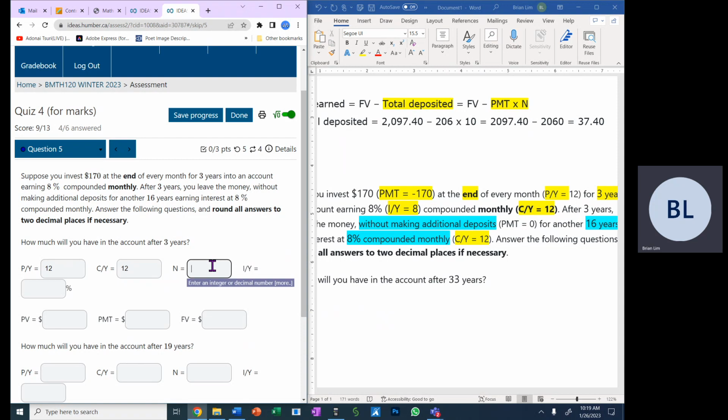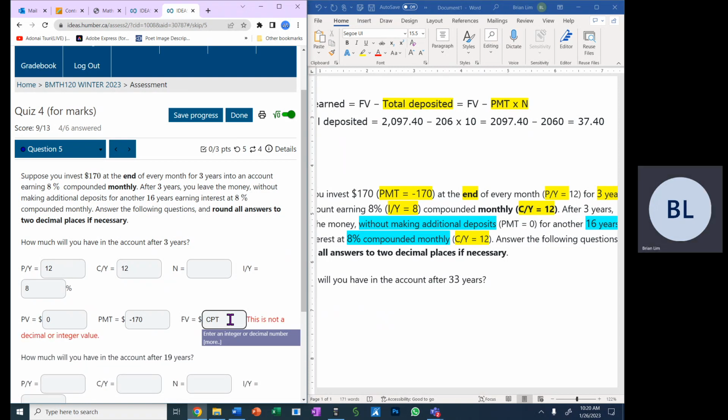The value for N, we'll use the calculator to calculate that. IY is 8, so we'll put in the 8 in there. The present value is what? There's nothing to start, so we'll put 0 in there. There is a payment of 170, so let's put it in as negative 170. And the future value is the value we will compute.